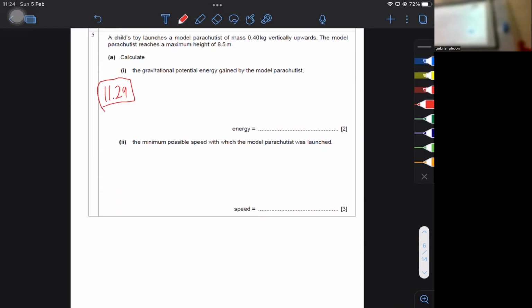Whenever they ask if I can speak, most of the time it's about potential energy. Gravitational potential energy is one of the significant energies.